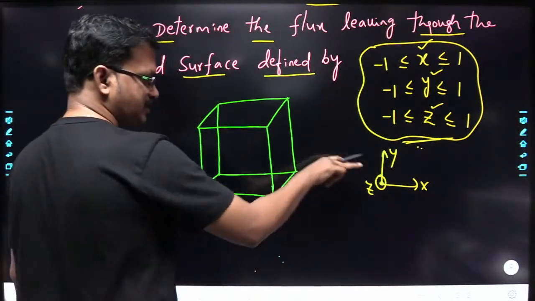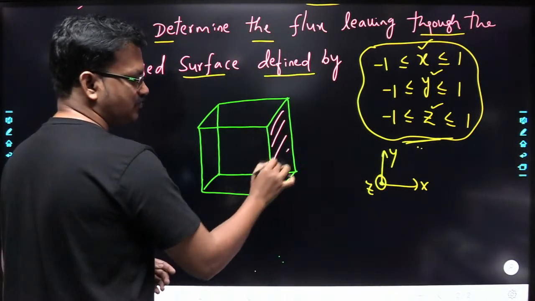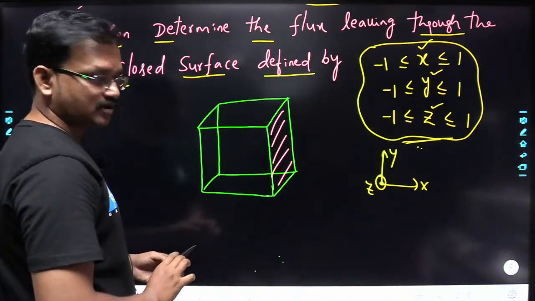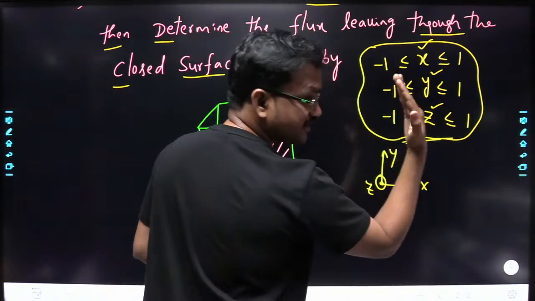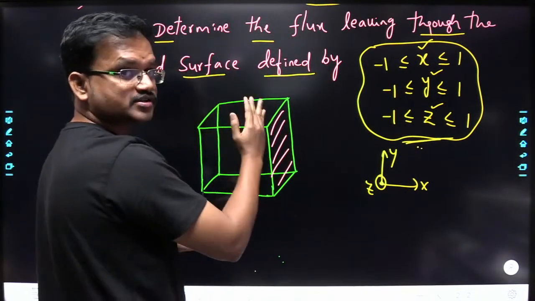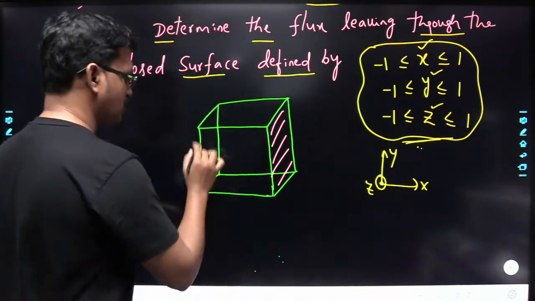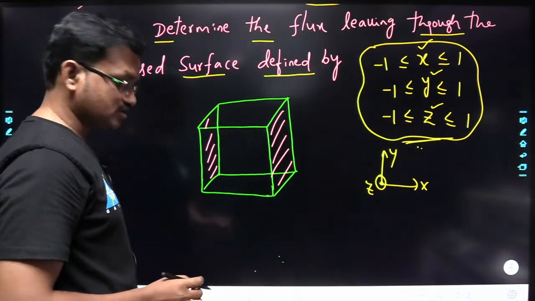So this direction is x-axis. So that means this plane is nothing but what here? x is equal to constant plane or not? Yes or no? See, this plane is the yz plane. This side surface is the yz plane. That means x is equal to constant plane. So these side surfaces are x is equal to constant planes.